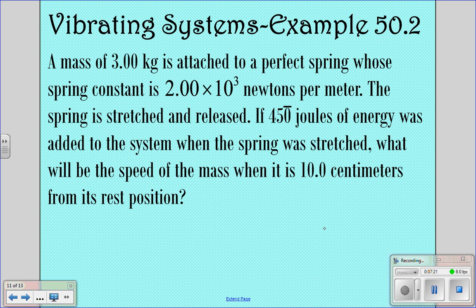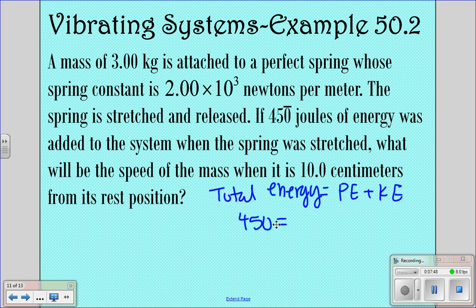So we know that the total energy of our system is going to be the potential energy plus the kinetic energy. So our potential energy plus our kinetic energy. And our total energy is going to be 450 because that's what was added to the system when the spring was stretched. So those two have to add up to 450. So our potential energy is the 1/2 kx squared, and our kinetic energy is the 1/2 mv squared.